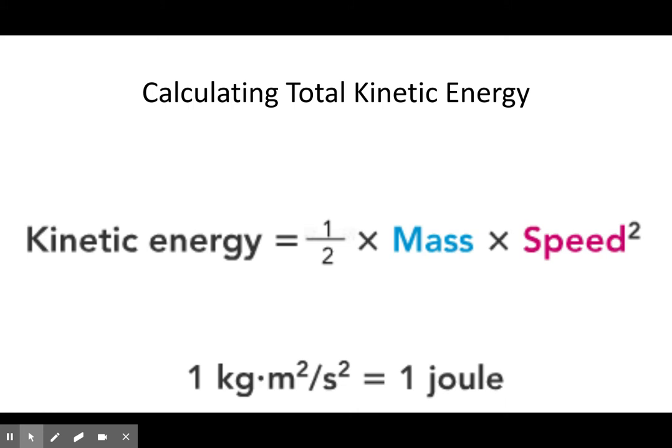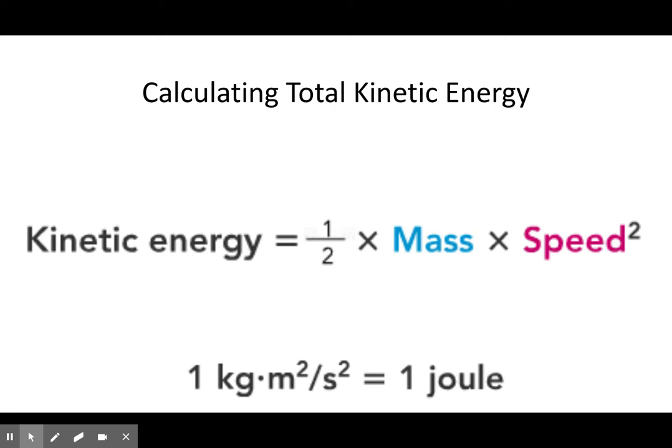All right. You this week are going to have to calculate total kinetic energy. And there is a formula that you will see that looks like this in the book. It's 1/2 times mass times speed squared. And this little bit at the bottom, the 1 kg times m squared per s squared, that's basically just telling us that we're going to be using our unit joules.